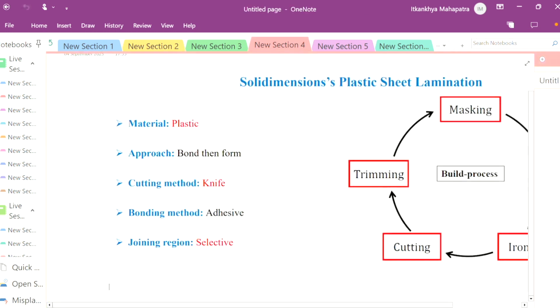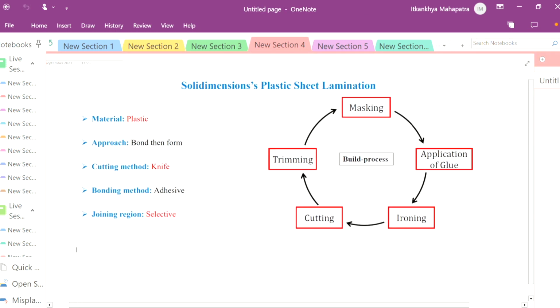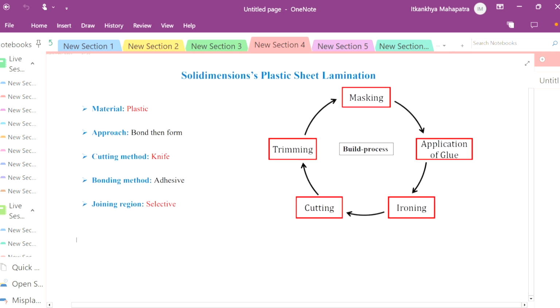So now we will go on to the next one. This is the solid dimensions plastic sheet lamination technology. Here, as you see, the material is plastic. In the previous both methods, the material was paper. The cutting method is knife, and the joining region is selective. So these are the differences in this current method.